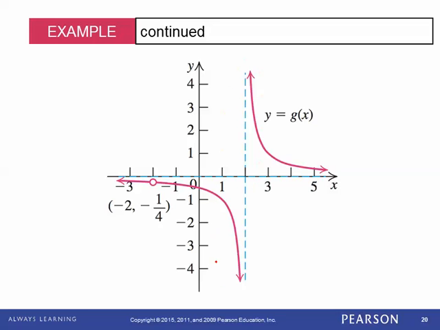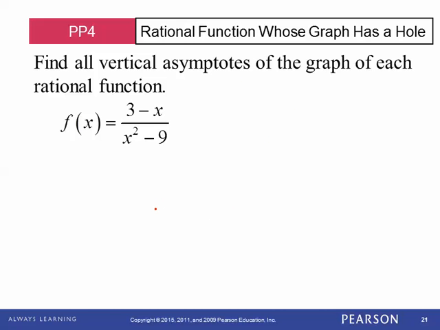There's my x equals 2 vertical asymptote. There's my x equals negative 2 gap or hole. Cool. So a domain restriction could either produce a vertical asymptote or a hole, depending on what it needs to do. Okay, our practice problem, all yours there. Try it yourself.